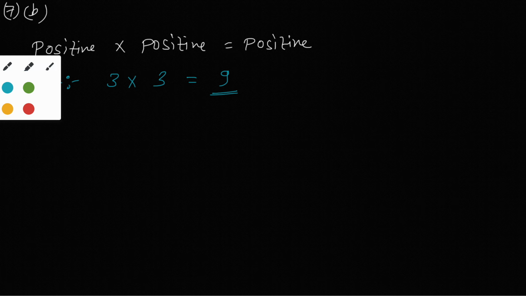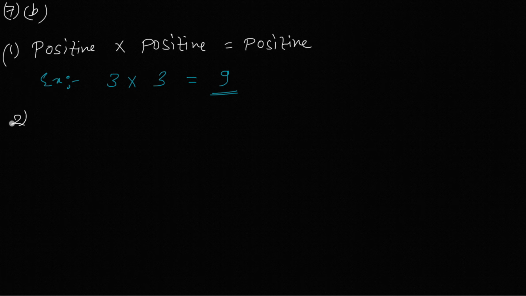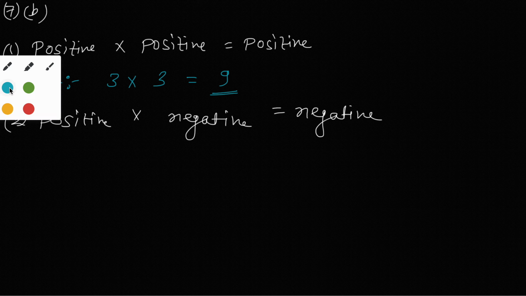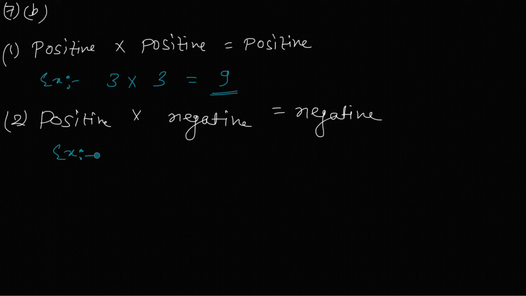Okay, now let's move to the next one. Positive times negative, it will be negative. Okay, let's understand with an example. Let's say a positive number is 3 and a negative number is minus 3. So it will be minus 9. Okay, 3 multiplication 3 is 9 and there is a negative sign, so we'll put negative.